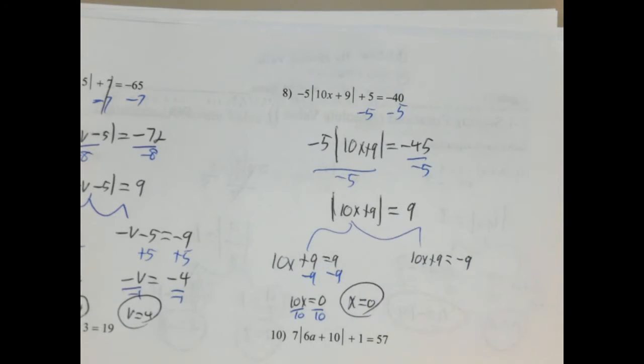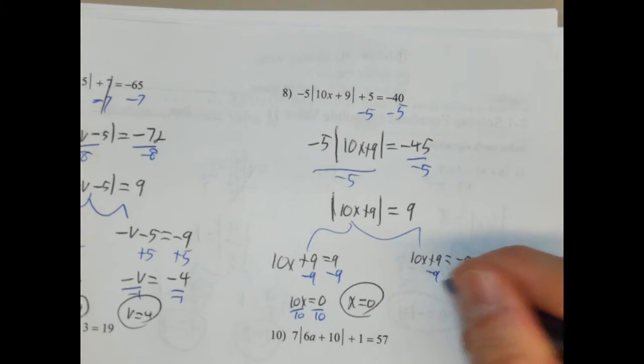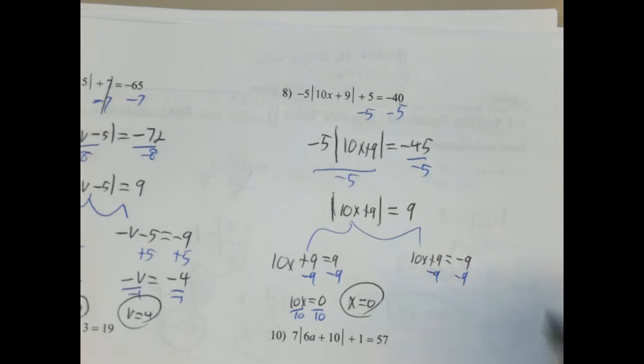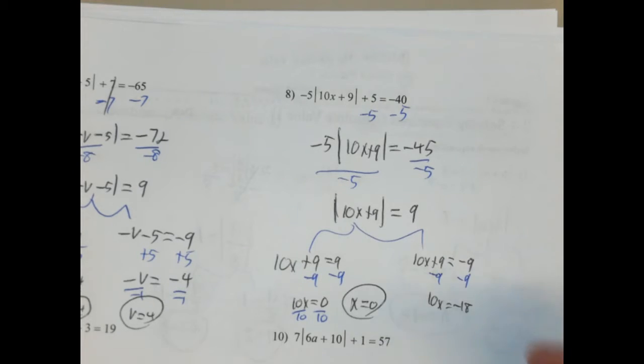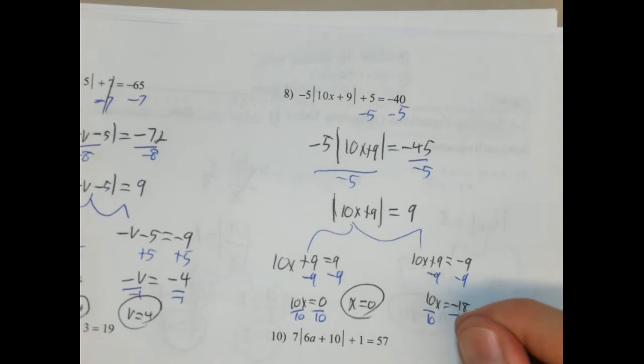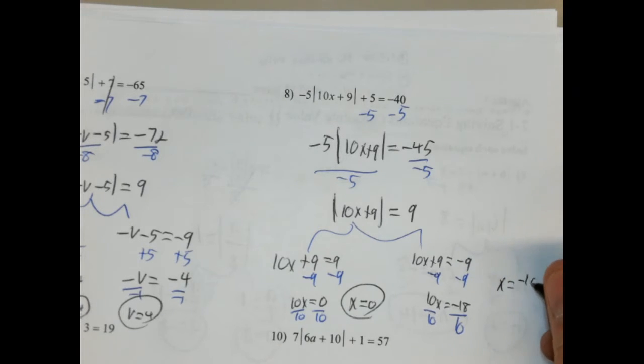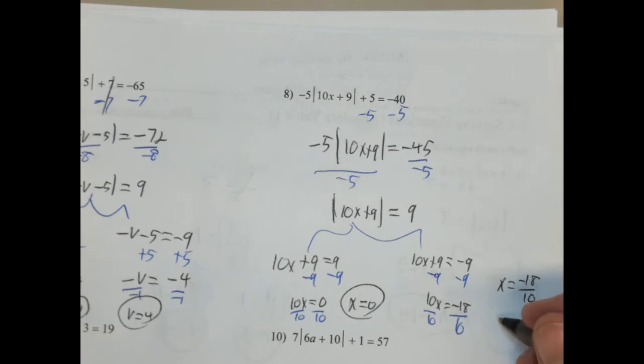Okay, let's go over here. Subtract 9 from both sides. We're going to have 10x equals negative 18. Divide by 10. And x will be equal to negative 18 over 10. And divide those both by 2, and you're going to get x equals negative 9 over 5.